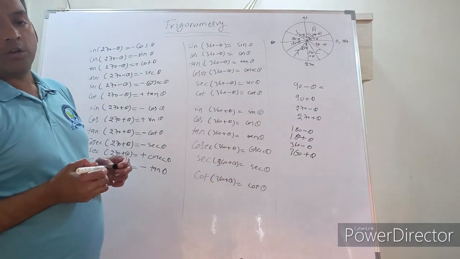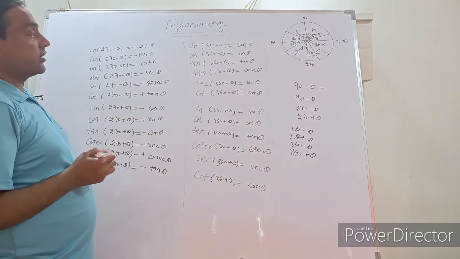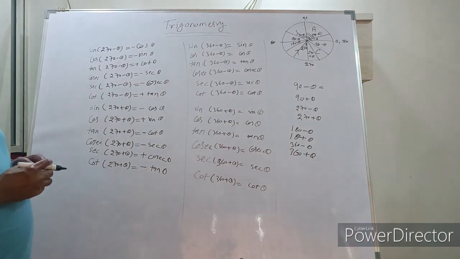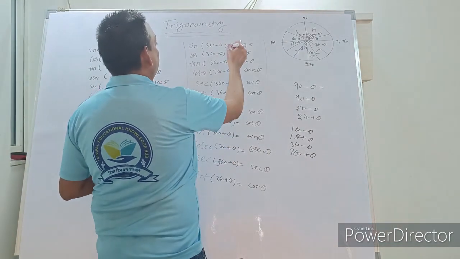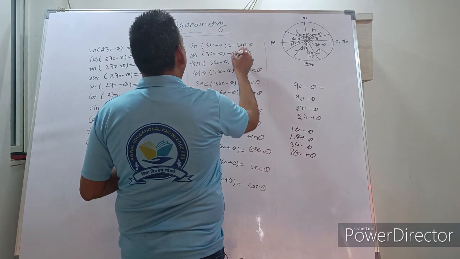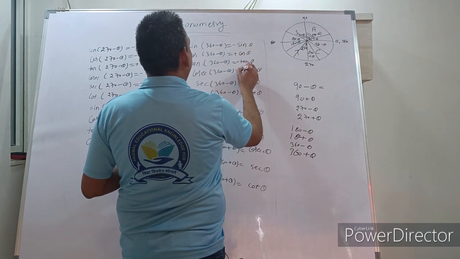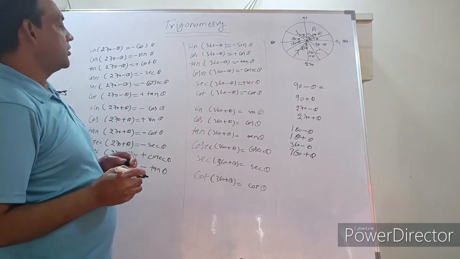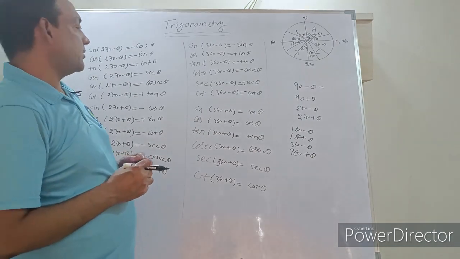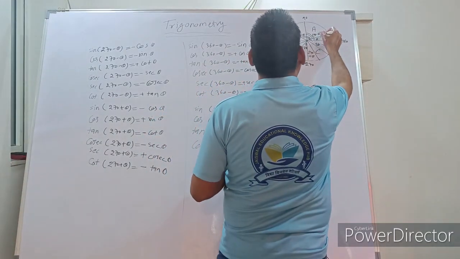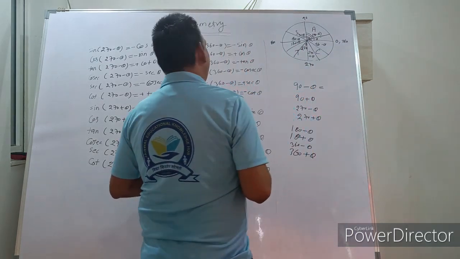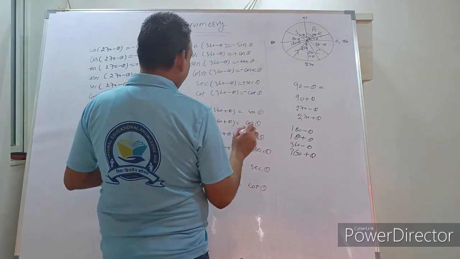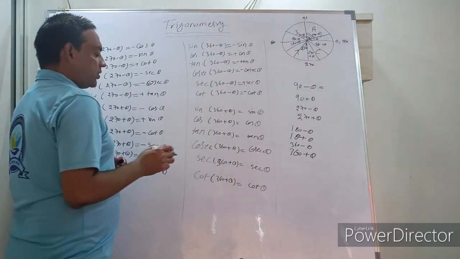In the fourth quadrant only cos and its reciprocal, that is sec, are positive, and everything else is negative. So sine will be negative, cos is positive, tan is negative, cosec is negative, sec is positive, and cot is negative. Okay, now 360 plus theta lies in the first quadrant, same as theta. So whatever value is given stays as it is with the positive sign: sine positive, cos positive, tan positive, cosec positive, sec positive, and cot also positive.